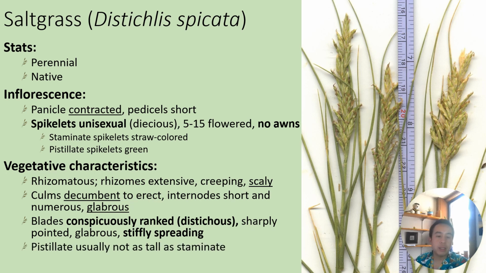Oftentimes the pistillate plants and flowers don't get as tall as the staminate flowers. And if you think about that a little bit, you might be thinking, why? Well, staminate flowers have pollen, and pollen needs wind. And so the higher up, the better the wind can flow and kind of push it down onto pistillate plants.